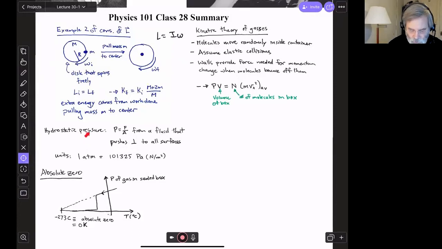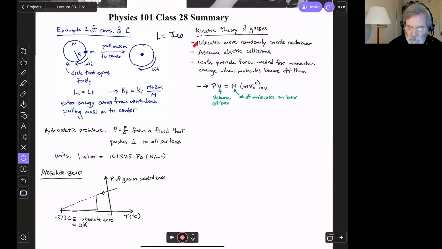We also started talking about pressure, also known as hydrostatic pressure, which is the force per unit area from a fluid, meaning a gas or a liquid, that presses perpendicular to all surfaces. And we described this experiment where you take gas in a sealed box and start cooling it down, and eventually it liquefies. At that point, the pressure drops. But if you extrapolate that line down, no matter what gas you're using, whether it's hydrogen or nitrogen, whatever, they all extrapolate to the same point, which is absolute zero.